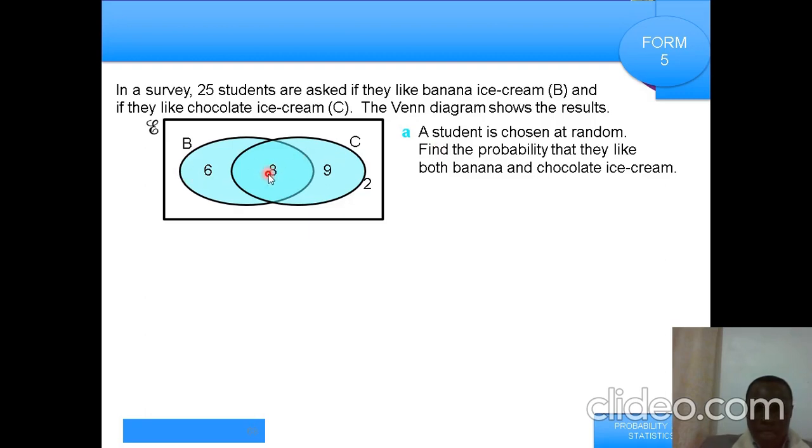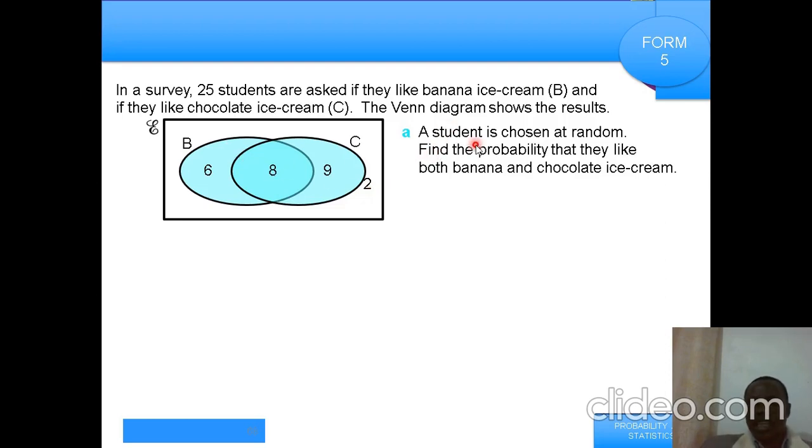These 8 students. Because these 6 students, they like banana, but they are not in the set for chocolate. So they like banana but not chocolate here. This is chocolate. These 9 students here only like chocolate. They are not in this circle, which also has banana. So these 2 outside, they don't like either. So they don't like banana, they don't like chocolate. They are outside. There's 2. These 8, they like both.